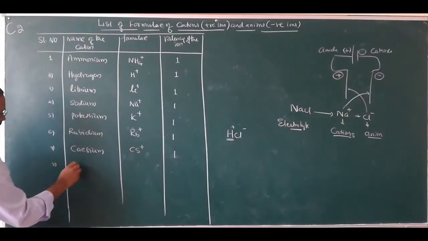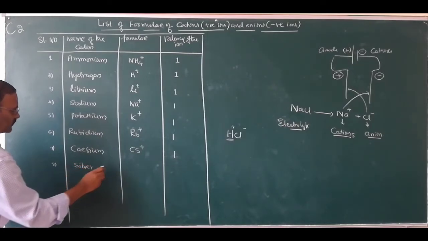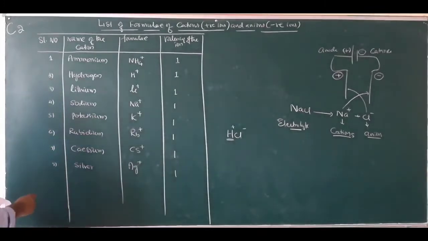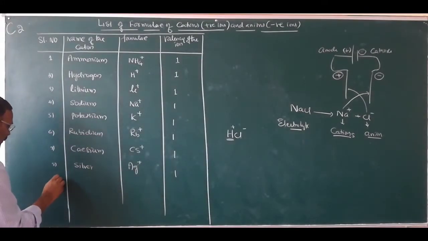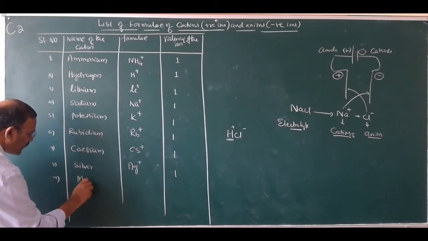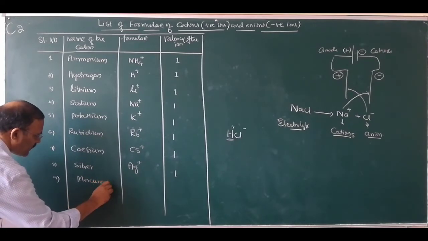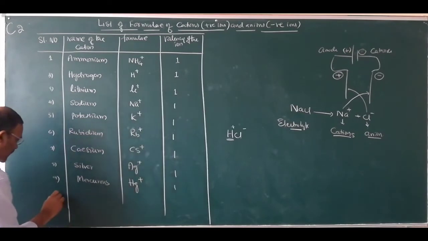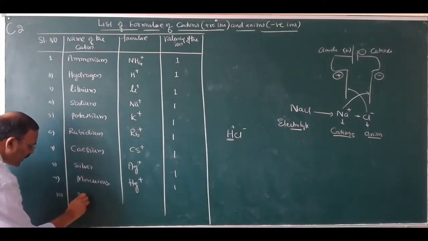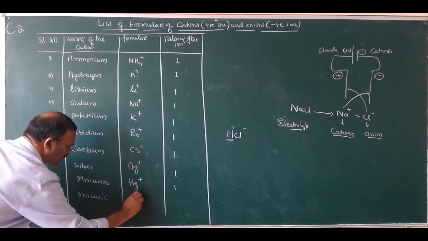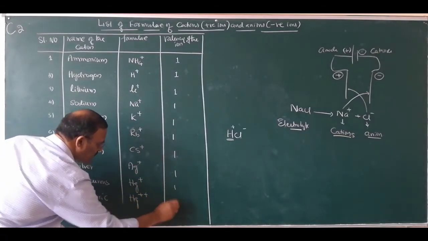Eighth one, silver, Ag plus, valency 1. Ninth one, mercurous, this is Hg plus 1. Tenth one, mercuric, this is Hg 2 plus, valency is 2.